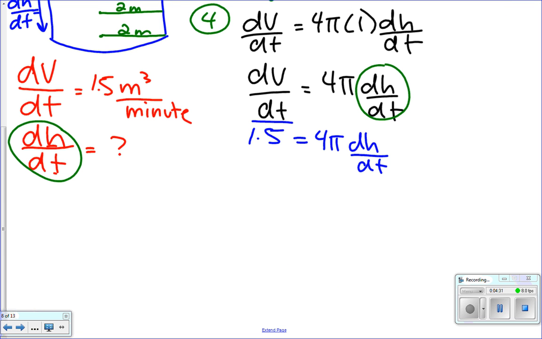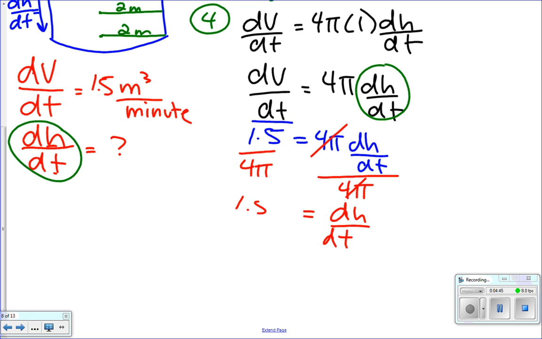The last thing we need to do is, of course, get rid of the 4 pi on this side so we can isolate dH/dt. So that's going to cancel these out. So I'm going to be left with dH/dt is equal to 1.5 over 4 pi, or you can write it out as dH/dt is equal to 3 over 8 pi. So these are our two answers right here.